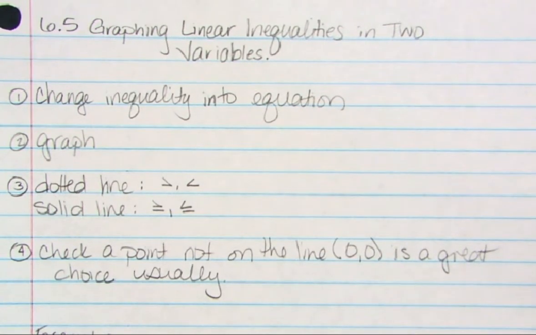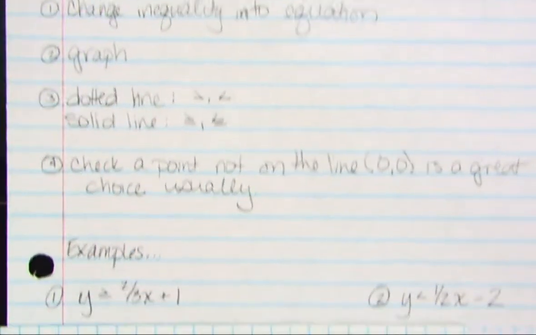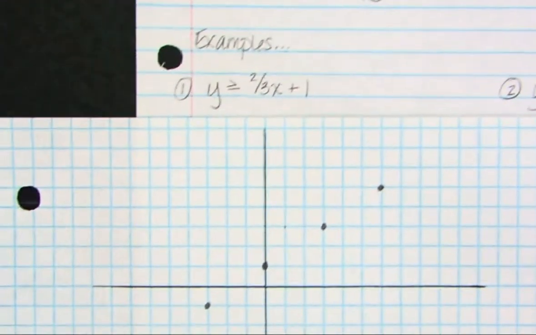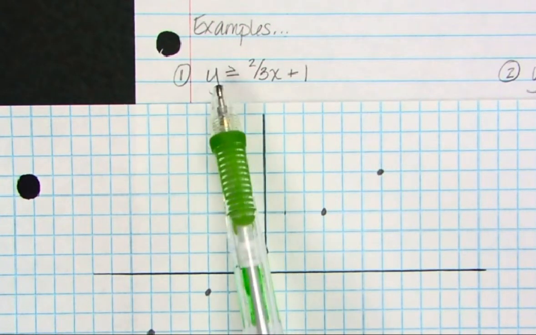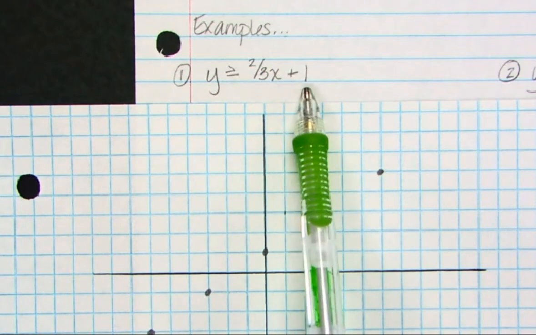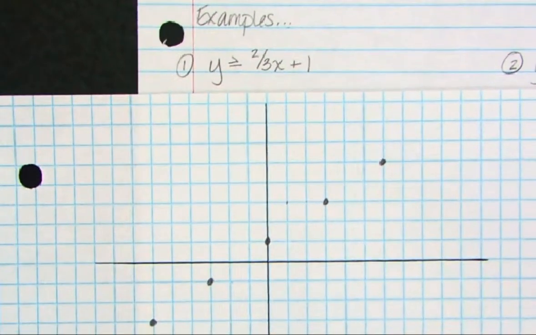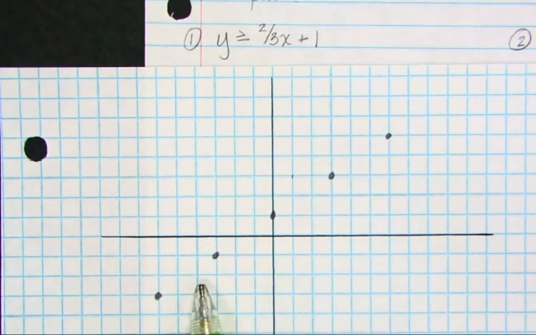Then we're going to check a point that's not on the line to see which side of that graph we have to color. So it's really not that difficult. Let's look at this first example together. Here I have an example for you: y is greater than or equal to 2/3 x plus 1. You can see on my graph, I've already graphed that for you.